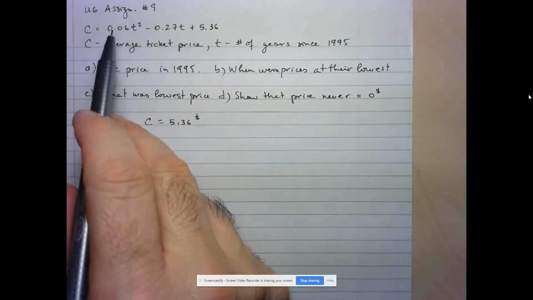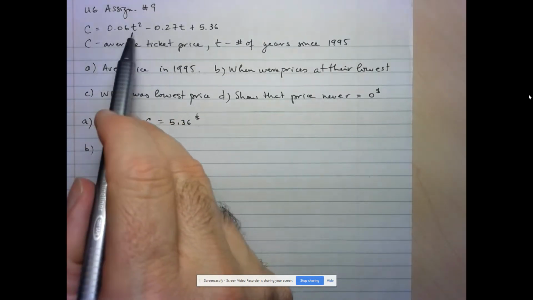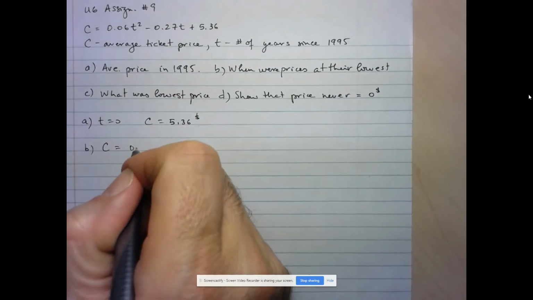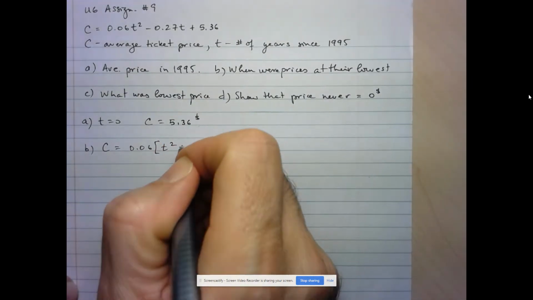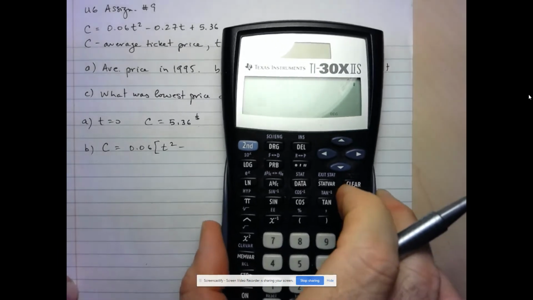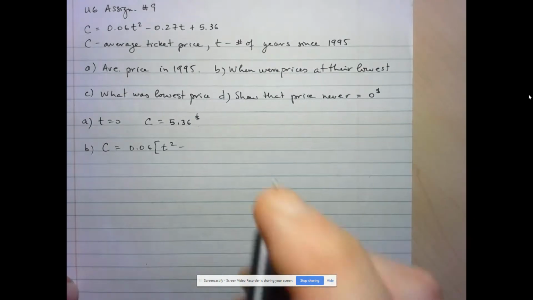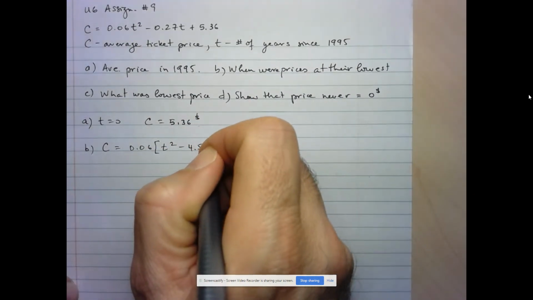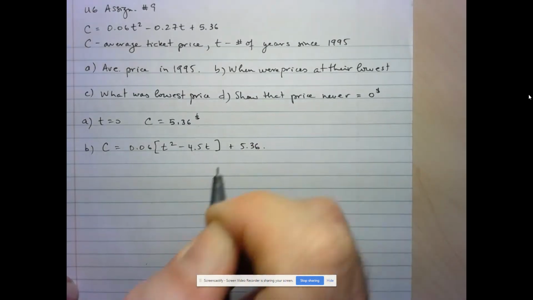Step 1 for completing the square is to factor out whatever the a value is from the first two terms. So 0.06. Here we're left with t squared minus, and in order to figure out what's left when I factor something out, I just have to divide out the number. So 0.27 divided by 0.06 is 4.5. So minus 4.5t. And the 5.36, we'll deal with it later on.